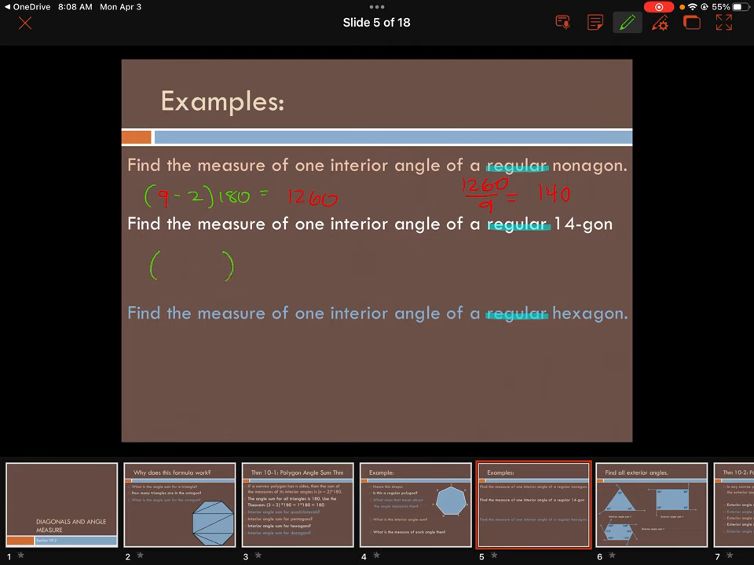We'll do the same thing for a 14-gon. Put 14 in for n. That means there's 12 triangles. That'll give you a total of 2,160 degrees. We're going to divide that by 14 because all 14 angles are the same. That's going to give you a decimal again. It's natural to be skeptical. That doesn't mean you're wrong.